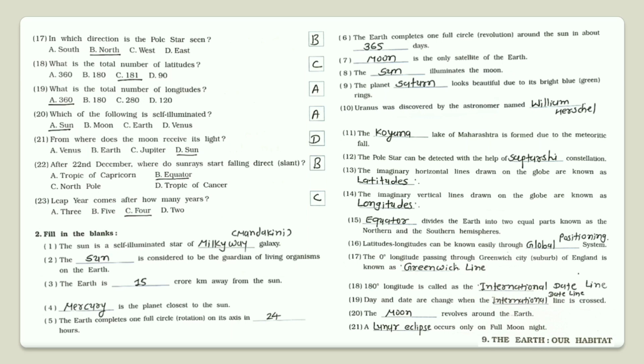Nineteenth number: day and date are changed when the International Date Line is crossed. Twentieth number: the Moon revolves around the Earth. Twenty-first number: a lunar eclipse occurs only on a full moon night.